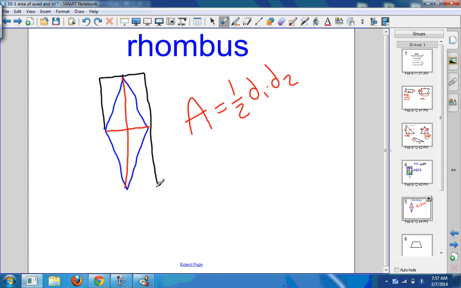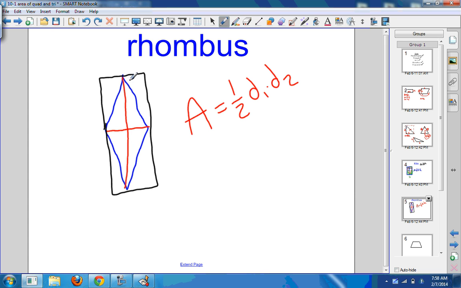Diagonal 1 and diagonal 2, it doesn't really matter which one you use for diagonal 1 and diagonal 2. I could say this one's diagonal 1 and my long one's diagonal 2, or vice versa. I could say that my long one is diagonal 1 and the short one is diagonal 2.